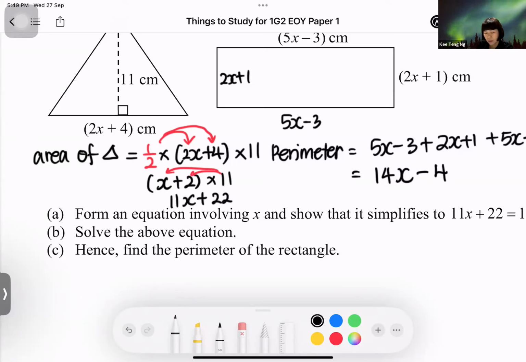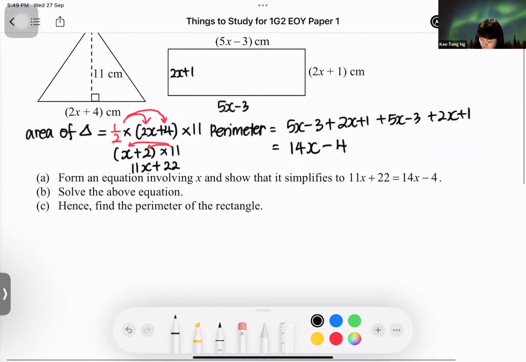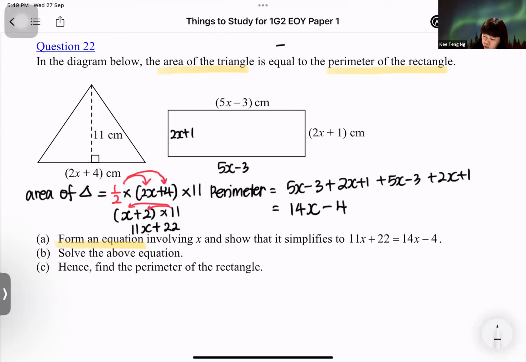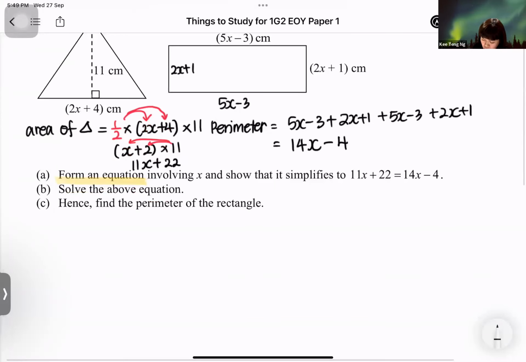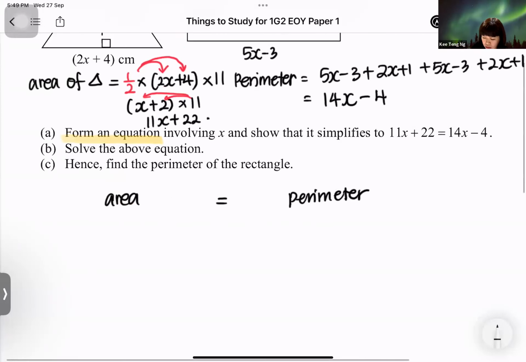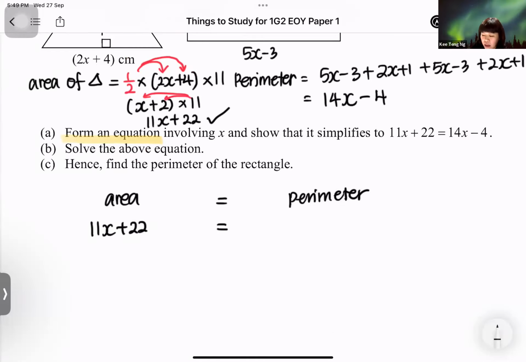Is that okay? So now the question says form an equation. Slowly, form the equation. They say area equals perimeter. The area is what? This one, 11x plus 22. Perimeter is which one? This one, 14x minus 4. Okay, we do migration.